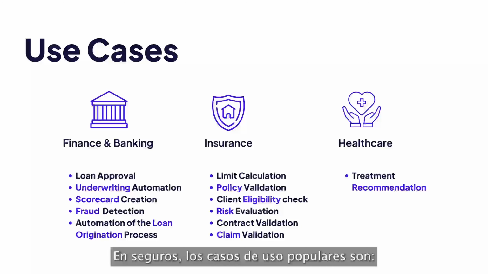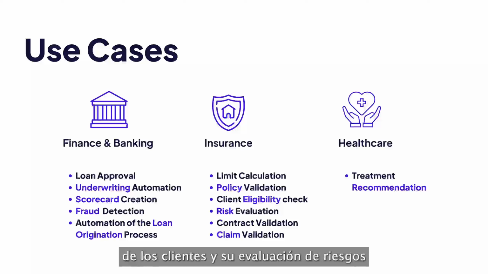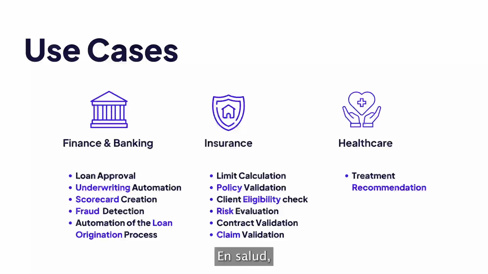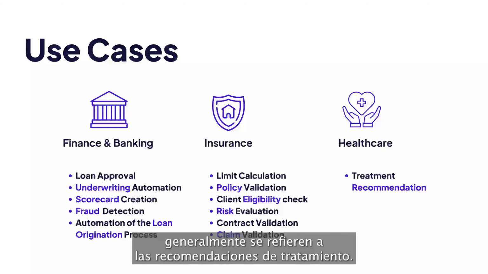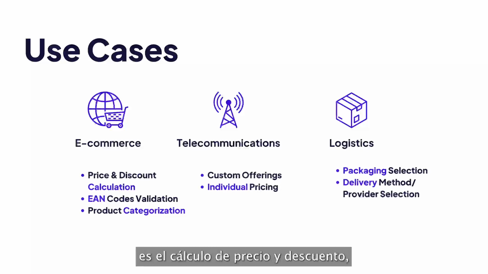In the insurance, the most popular use cases are calculation of the limits, validation of policies, contract and claim validations, and then eligibility checks of the clients and their risk evaluation. Those two are actually also really popular in the finance industry. In healthcare, our most frequent use cases are usually regarding treatment recommendations. Typical use case in e-commerce is a price and discount calculation, EAN code validation, or product categorization.